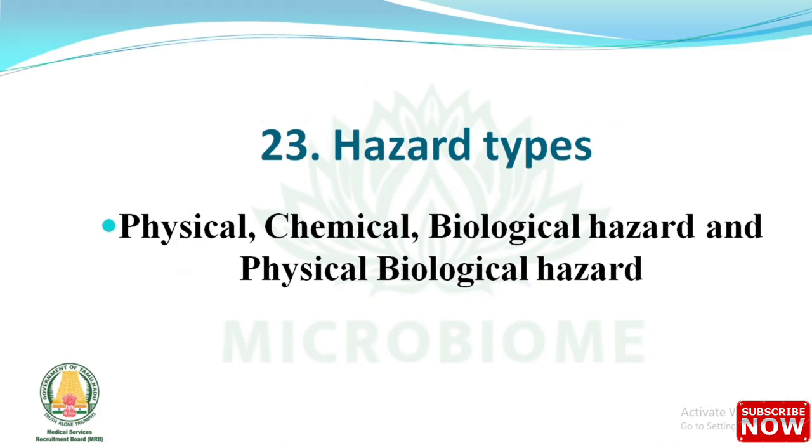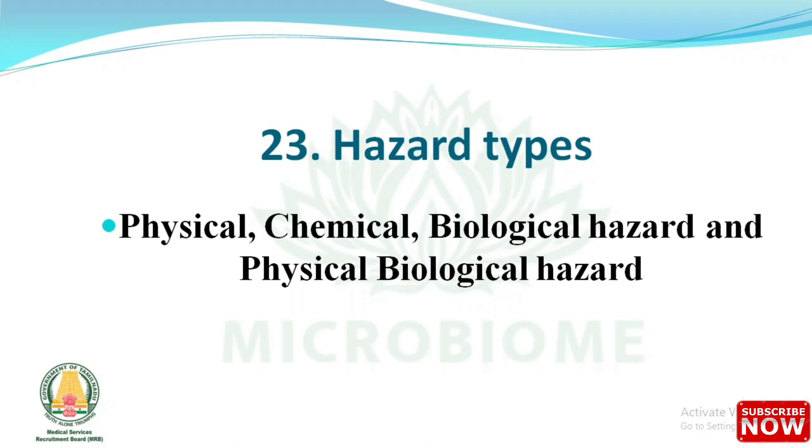And next about hazard types: physical, chemical, biological and physical biological hazard. So the first one is about physical hazard. It's about hard or soft objects in food, often causing immediate injury. For example, broken glass, jewelry, band-aids, staples or fingernails.